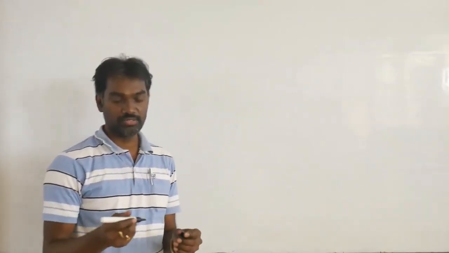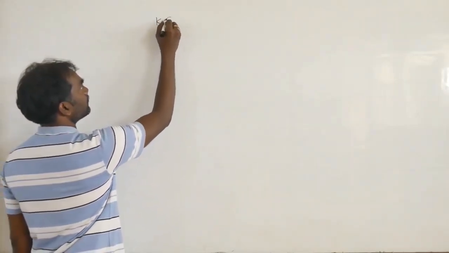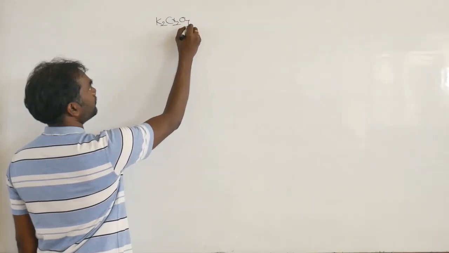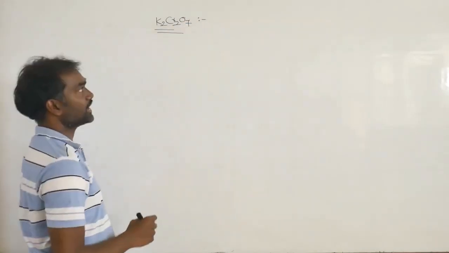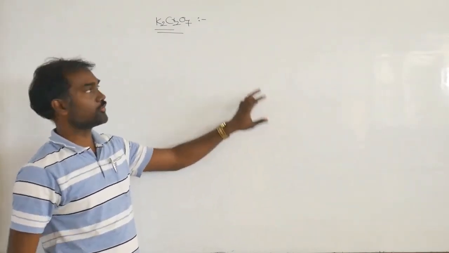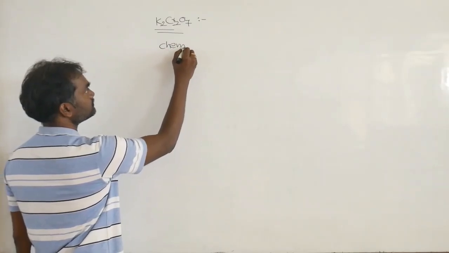Good morning, students. In the last class we discussed K2Cr2O7. The preparation is over, and their structures, hybridization, and bond angle, everything is over. Now we are going to discuss the chemical properties.